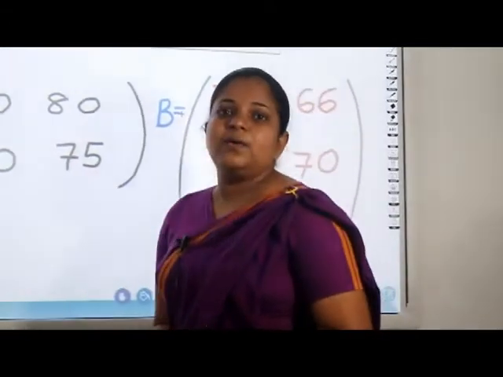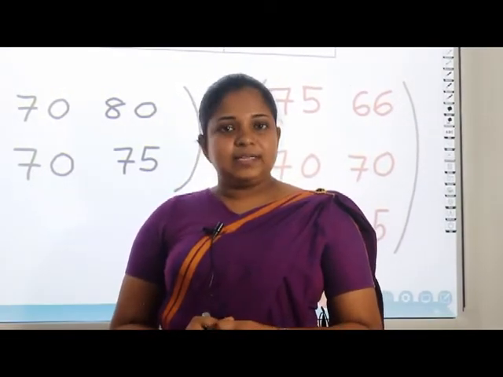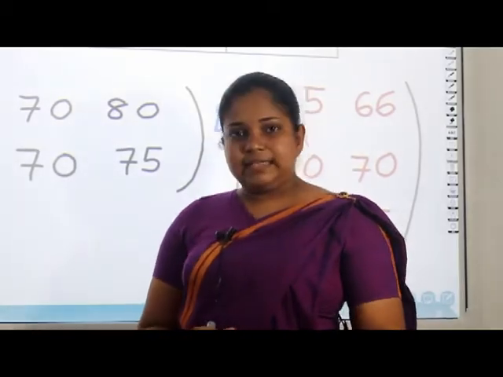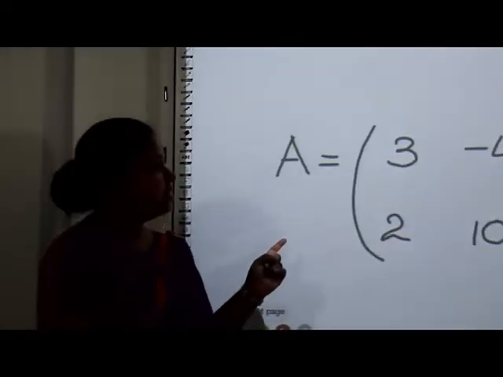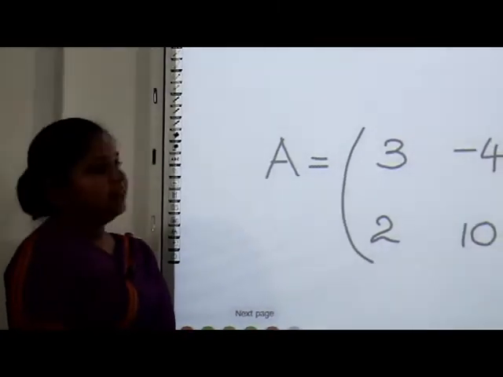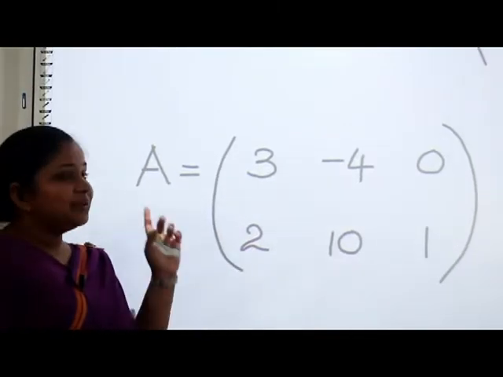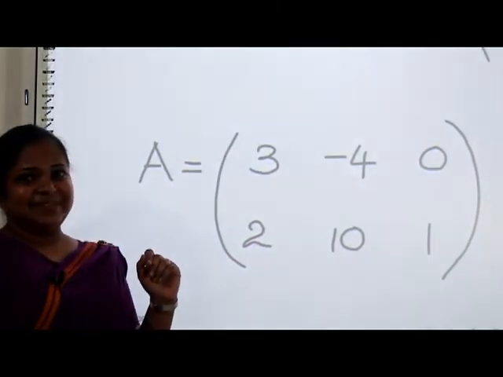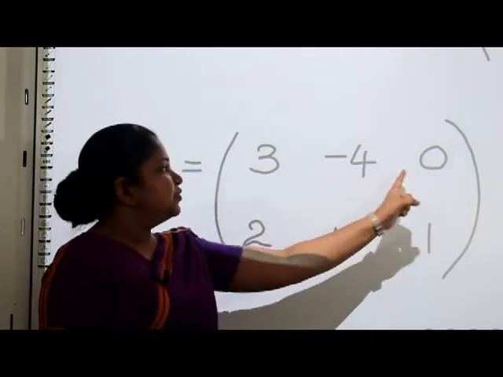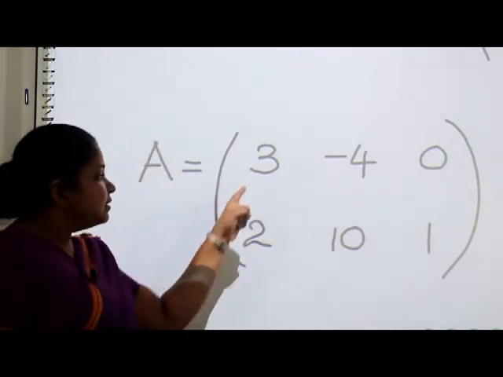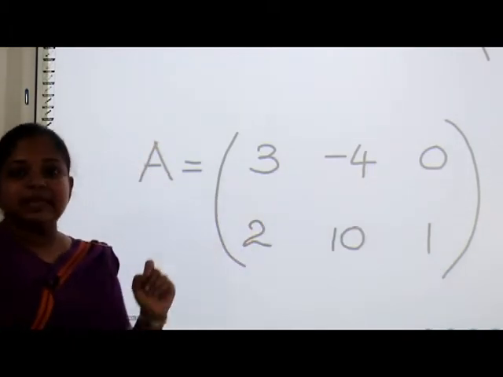Now let's see what is the order of a matrix. How to write the order of a matrix. Here is a matrix. We have named the matrix as A. Now you can see there are 2 columns. Here, 2 rows. There are 2 rows. You can see there are 2 rows and 3 columns.